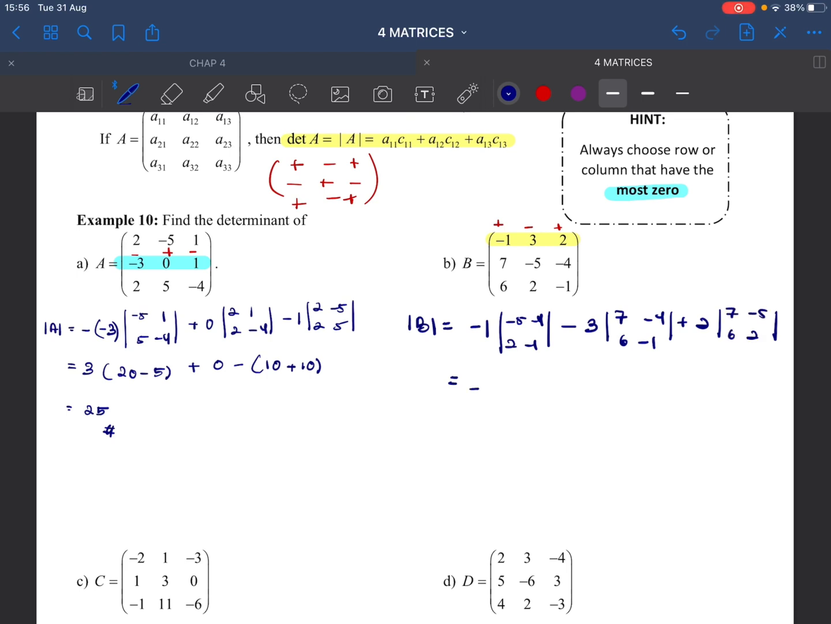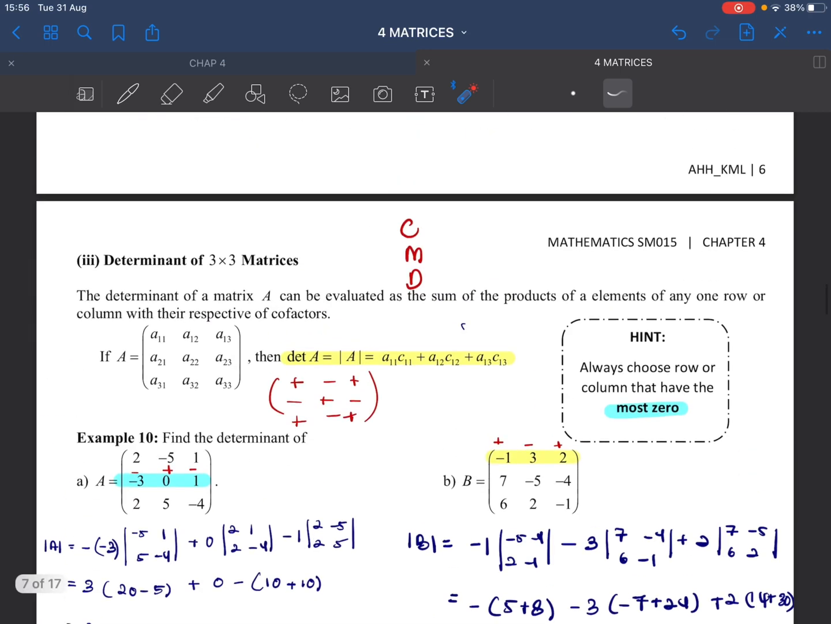Okay, so now we are going to calculate. We will get 5 plus 8 minus 3, negative 7 plus 24 plus 2, 14 plus 30. Okay, so kalau saya tak salah kira, the answer would be 24 here. Okay, so senang sahaja untuk cari determinant of 3 by 3 matrix. Tak banyak pun step, as long as you know how to find the minor. So jangan lupa, ini mesti kena ada. Okay, the entry kat situ mesti kena ada.